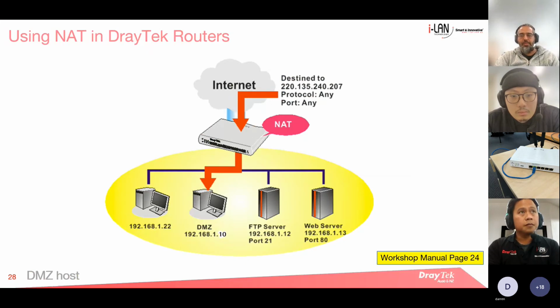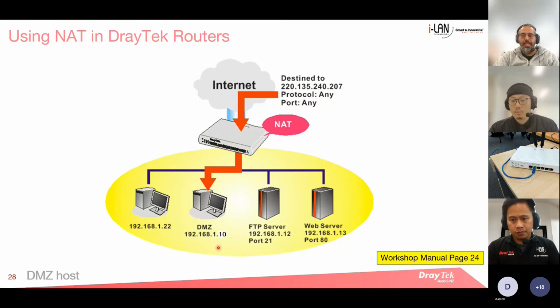Here's a typical example where DMZ has been set up on the WAN 1. So any traffic on any port is going to be directed to 192.168.1.10, which is the DMZ host. Obviously, it's going to leave the DMZ host completely exposed, but the other LAN devices will stay hidden. And to better protect the DMZ host, you can have additional firewall rules to restrict unwanted traffic.